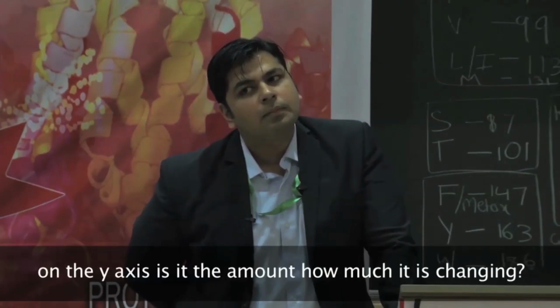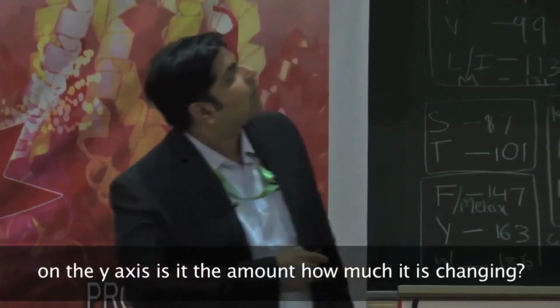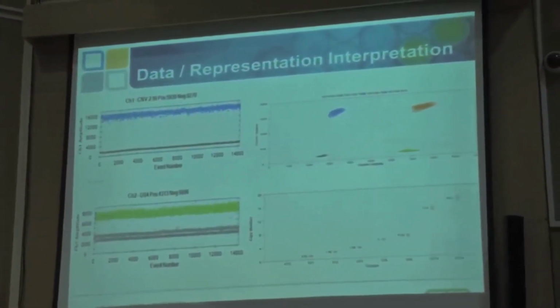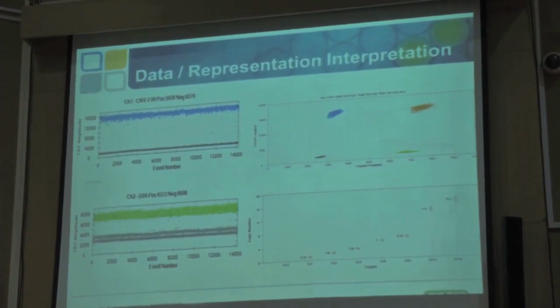I didn't follow the y-axis, how it shows amplitude. This is the fluorescence amplitude. Each of your droplets is emitting fluorescence: if there is amplifiable DNA in the droplet, it will give fluorescence, and when it emits fluorescence, it will be plotted here. If it doesn't emit, it is here.